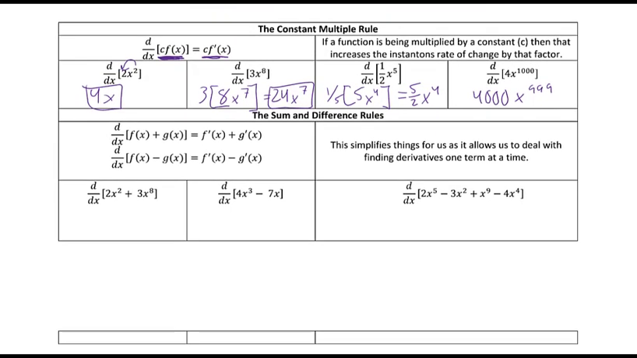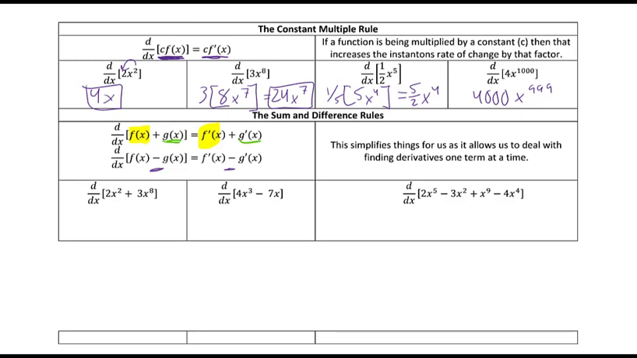All right, sum and difference rules, also one that's very convenient. It says if you want to take the derivative of a function plus another function, then just take the derivative of the first one and then add the derivative of the second one. Or if it's subtract in the middle, do the same thing but do subtract. So this allows us to split it up into multiple smaller pieces.